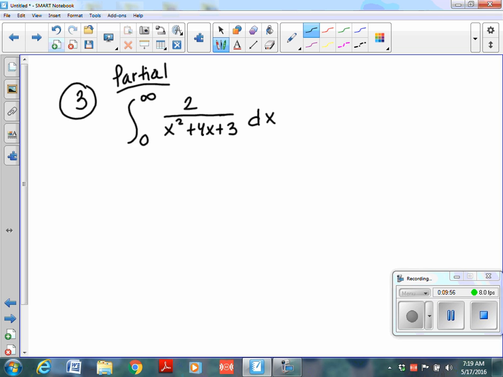If you brought this up, it's going to be x squared plus 4x plus 3 to the negative 1 with a 2 out in front, correct? If I integrated that, you need to add 1 to this, which makes 0, which makes natural log. But you also have the inside of that, and you don't have the derivative of the inside, which is 2x plus 4. So if you see a polynomial in the denominator, you need to use partial fractions to solve this problem.